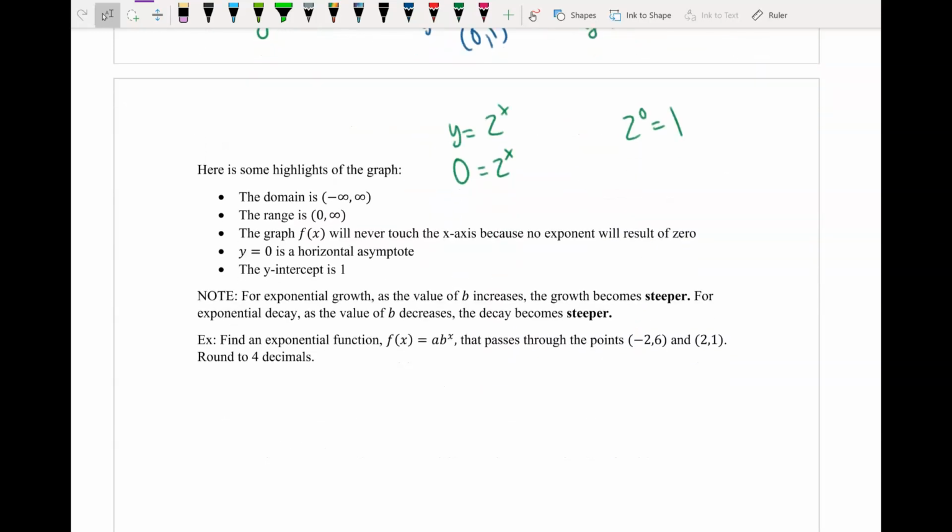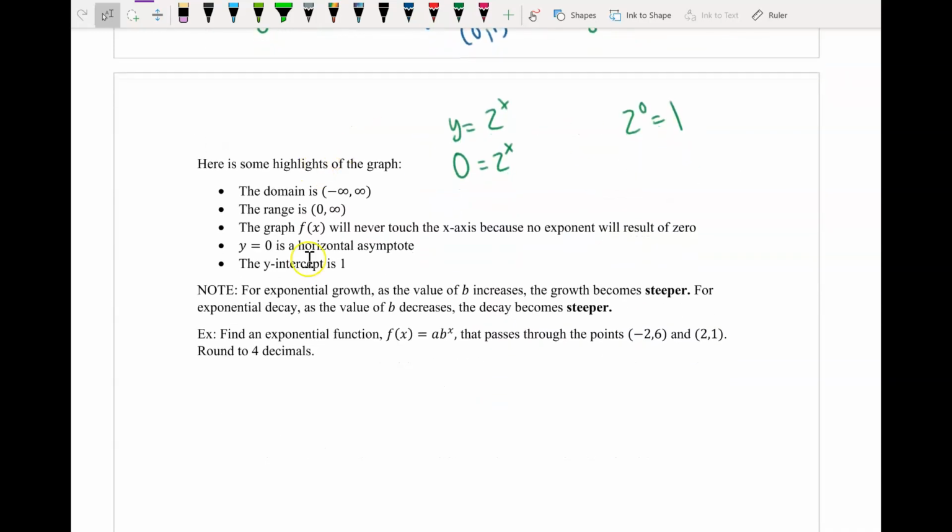Okay, so these are just some highlights. Make sure that you know a little bit of the highlights, okay? Another note: for exponential growth, as the b value increases, the growth becomes steeper. And for exponential decay, as the b value decreases, the decay becomes steeper. So what does that kind of mean? If I have the graph of y equals 2 to the x, it looks like this. y equals 2 to the x power.